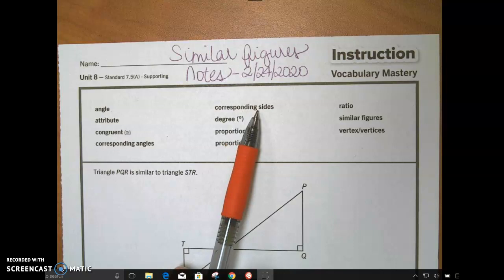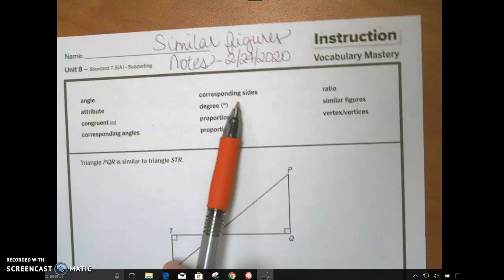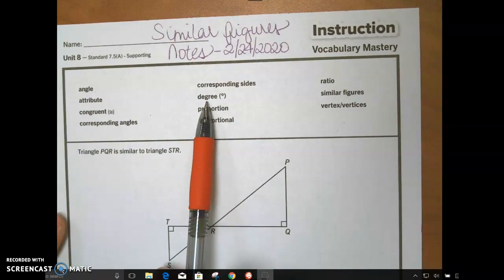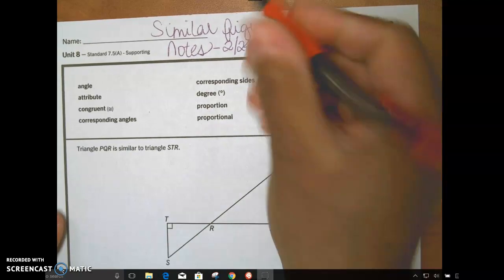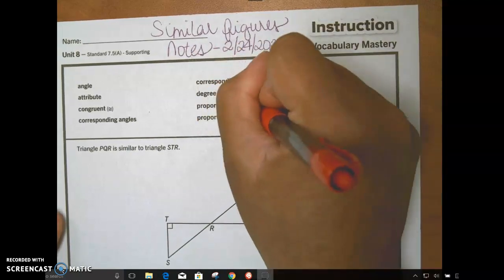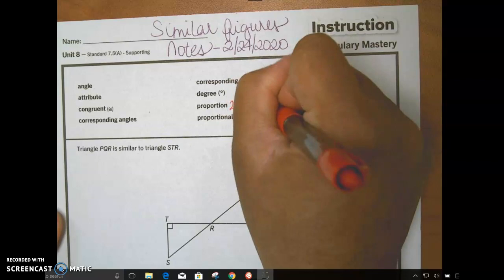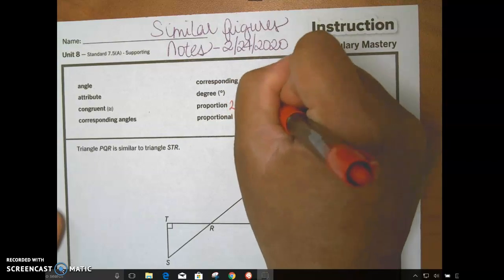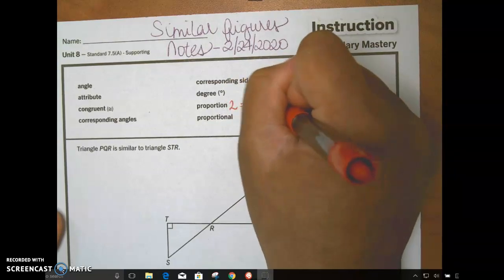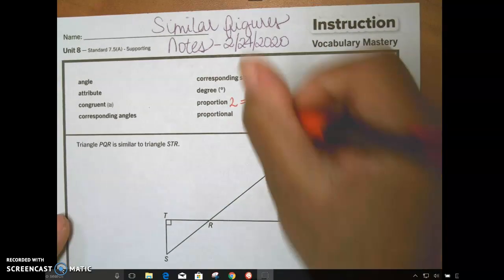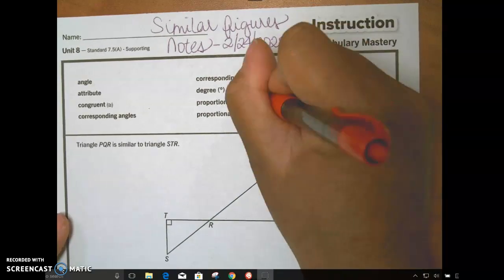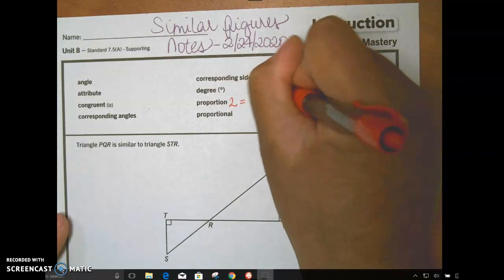Corresponding sides are in the same location on different shapes. Degrees measure angles. A proportion is two equivalent ratios or fractions. Make your words look like ratios and not sloppy. There we go.